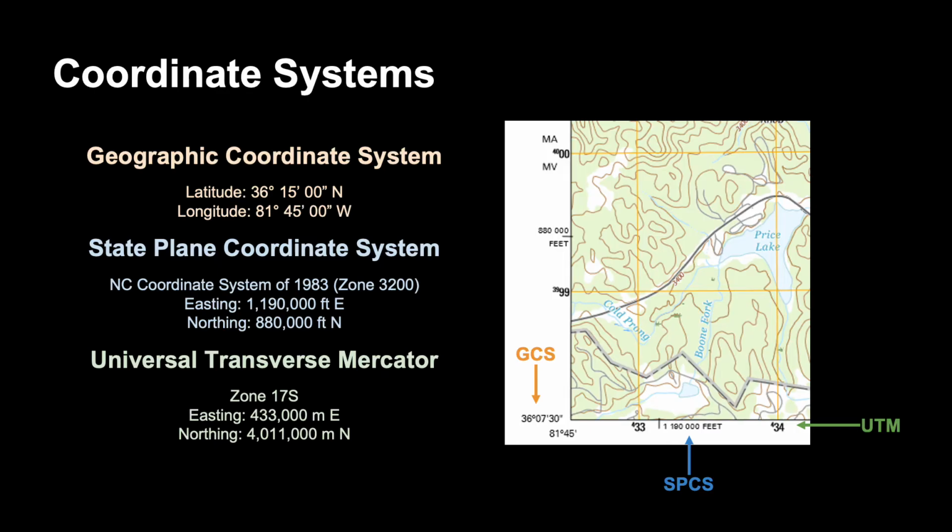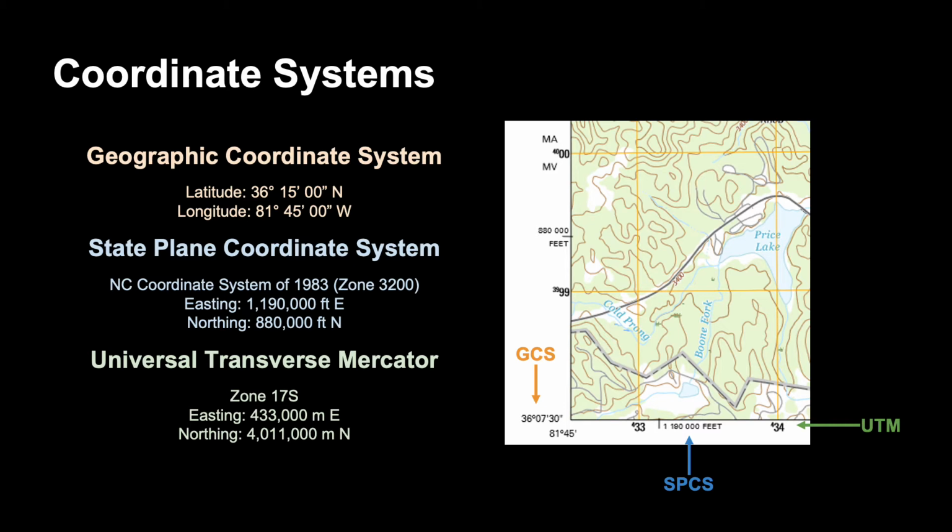This slide should look familiar to you, as it was also included in this week's lecture. To recap, the three primary coordinate systems are the Geographic Coordinate System, or GCS, the State Plane Coordinate System, or SPCS, and Universal Transverse Mercator, or UTM. GCS refers to the worldwide system of latitude and longitude coordinates. Both latitude and longitude are notated in degrees.